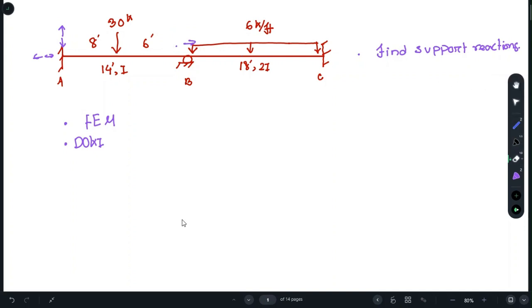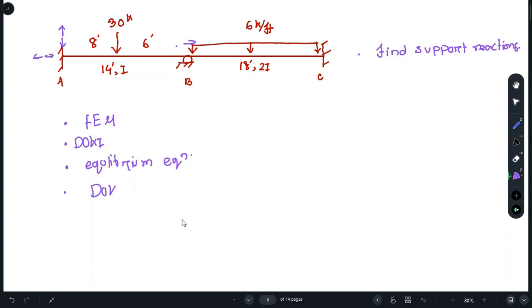Later, we find moments for the Doki we apply. Then we superimpose. Then we find the equilibrium equation. We solve the equation and we find the unknown Doki. If our Doki is 2, then we will get 2 equations. If our Doki is 1, then we will get 1 equation. For this problem, the number of Doki is 1. So we'll get 1 equation. We solve the equation, then we find Doki.